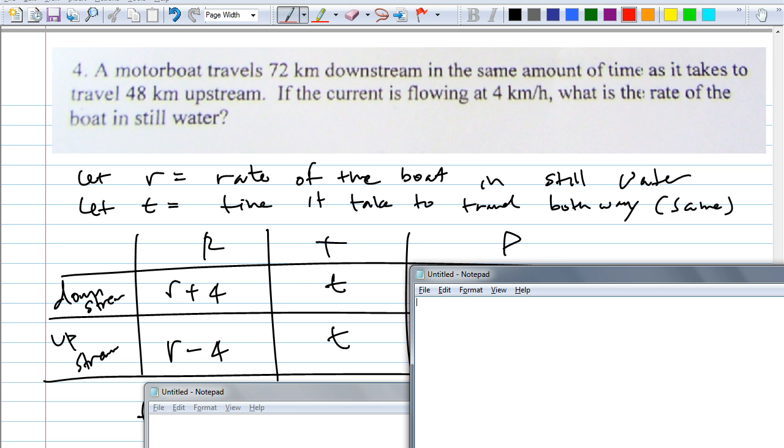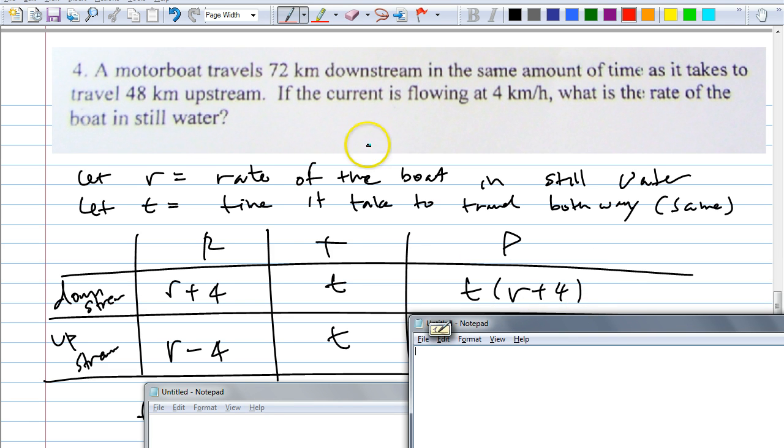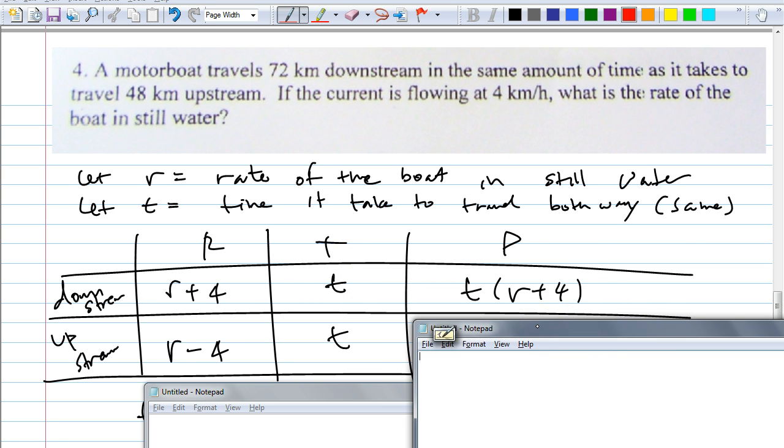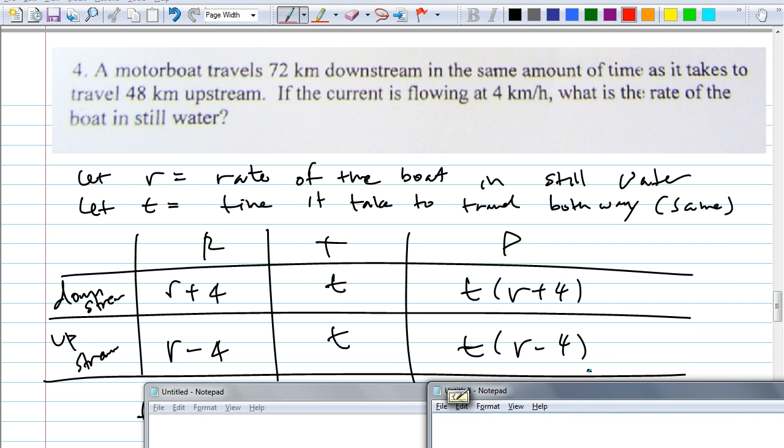What was the distance that we traveled? 72, that's the distance. Well, actually, we'll get there in a minute. But right now, isn't it R times T? So T times R plus 4, and the other one is T times R minus 4. And when do we use the 72 and 48? When we come up with an equation. Somebody tell me the first equation with the going downstream one.